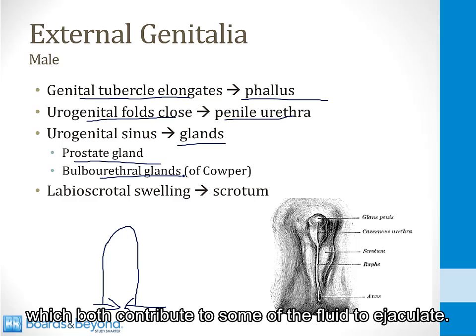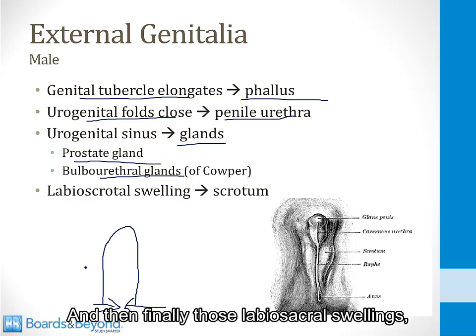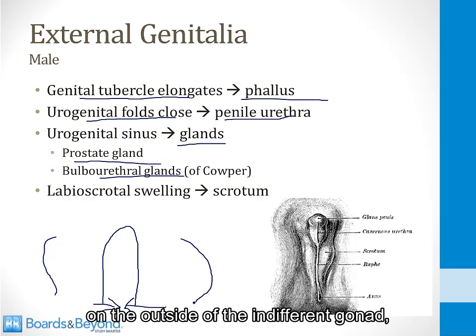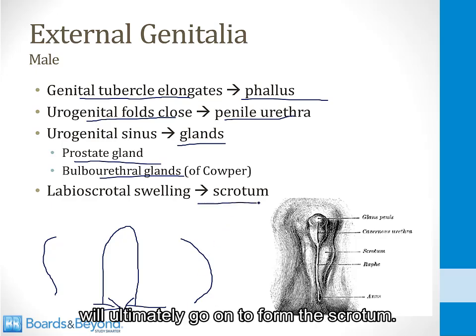the fluid to ejaculate. And then finally, those labial sacral swellings, which are those swellings of tissue on the outside of the indifferent gonad, will ultimately go on to form the scrotum.